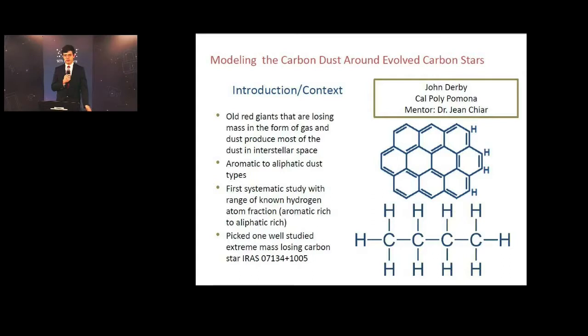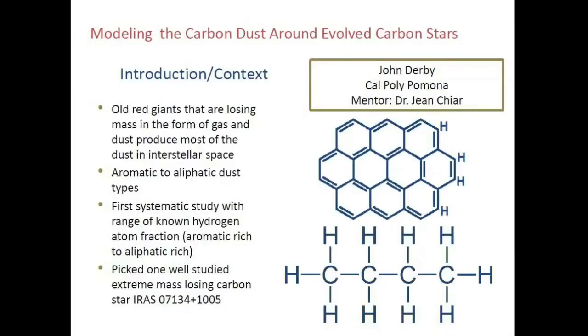This dust comes in aromatic and aliphatic dust types. The aromatic is the cyclic hexagons. The aliphatic is the more chain-like molecule below it. This is the first systematic study with a range of known hydrogen atom fractions from aromatic rich, that's fewer hydrogens to total atoms, to aliphatic rich, that's more hydrogens to atoms in the molecule.